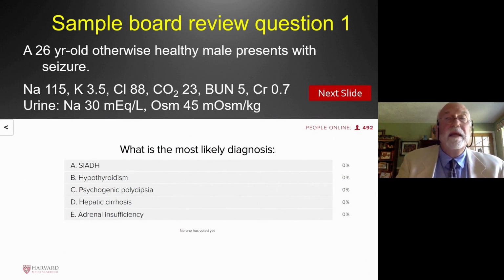So quick question, quick board question. A 26-year-old, otherwise healthy male presents with a seizure. The serum sodium is 115. The rest of the electrolytes are unremarkable. Urine sodium is 30, and the osmolality is 45. What's the most likely diagnosis?